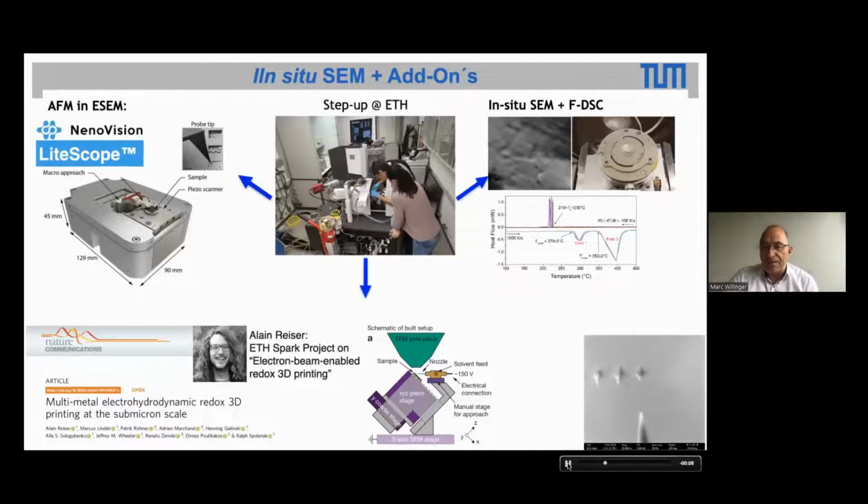But this is basically the starting process of 3D printing fine structures inside the SCM. And as I mentioned, we can do that under controlled conditions. So we can control the temperature of the substrate, and we can control the environment in which this printing process happens.